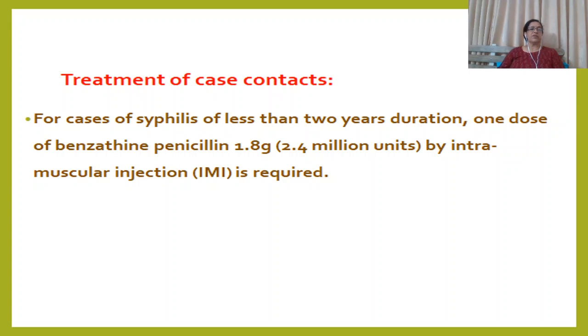So for cases of syphilis of less than 2 years duration, one dose of benzathine penicillin 1.8 gram by intramuscular injection is required, and if they are treated, 100% recovery is observed, and it helps in preventing the spread of disease from one person to another person. So here we can call it not exactly a chemoprophylactic measure for the other members of the society, but proper treatment of the cases.